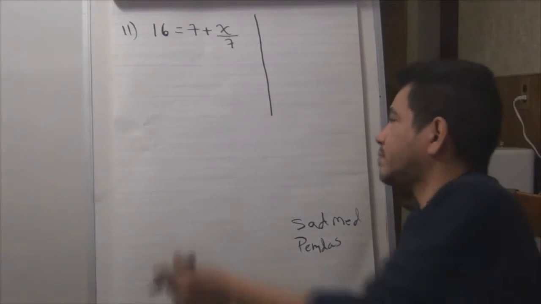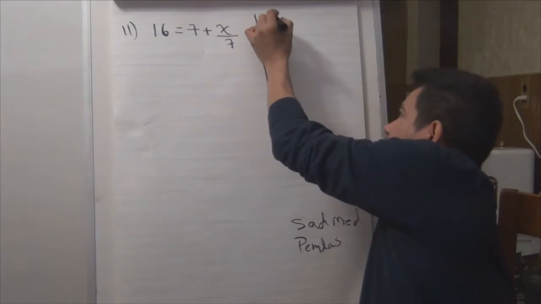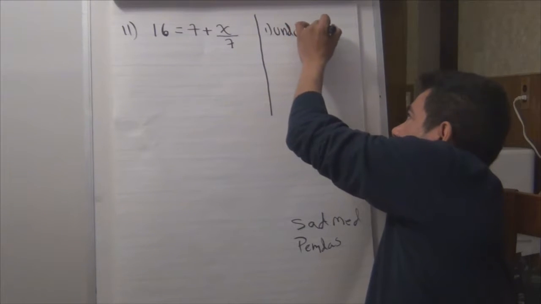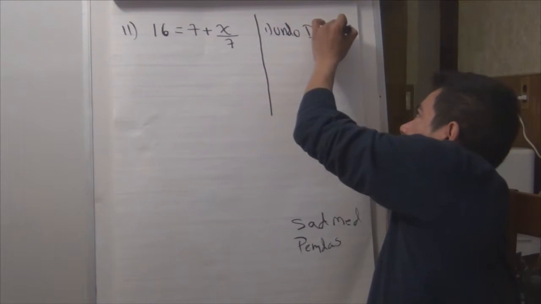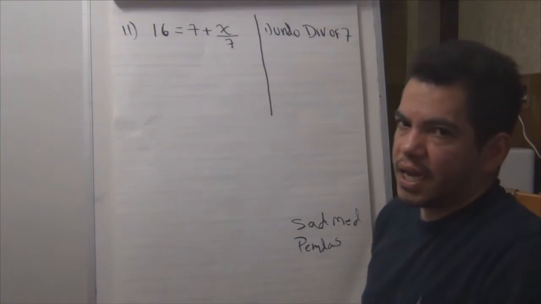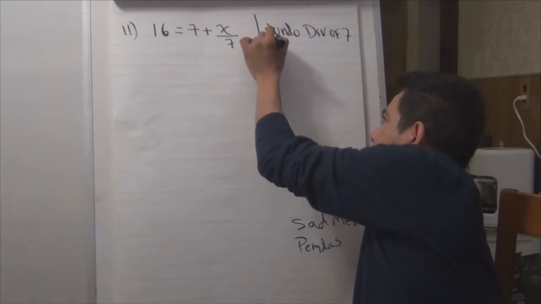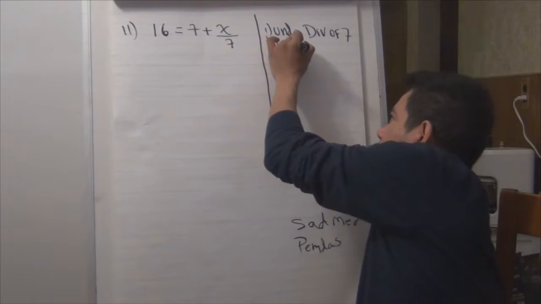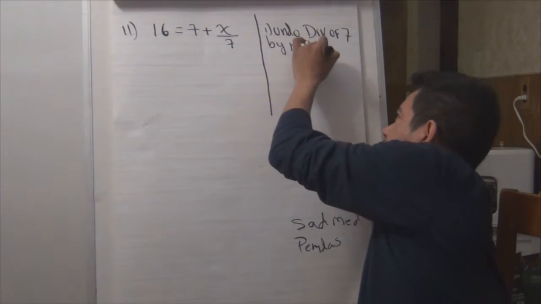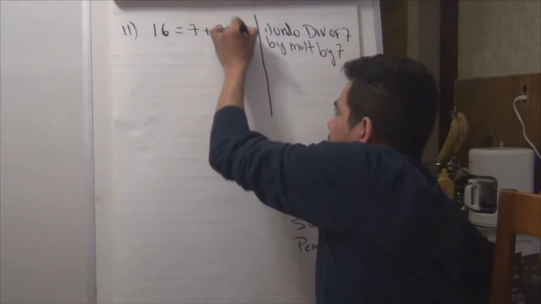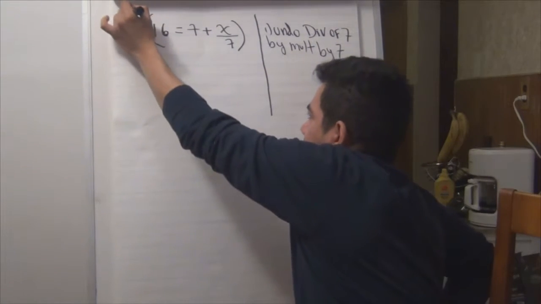So I am going to first undo the division of 7. And how do I undo division of 7? By multiplying by 7. Okay, cool then. So I'm going to multiply the whole thing by 7. Cool.